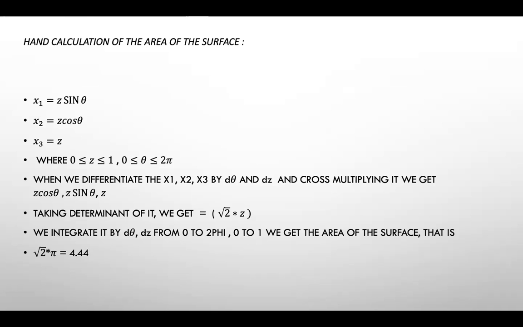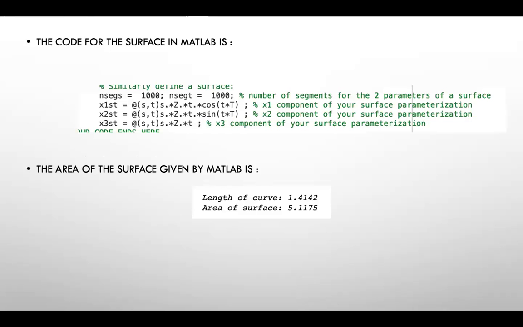Actually, the surface area of the cone is equal to pi r l, and as it is a right circular cone, r and l are the same, so I get root 2 pi r squared, and here r is 1, so it is root 2 pi. So the equation which I have derived is correct. It is 4.44, and the value I got from the MATLAB code is 5.1175.